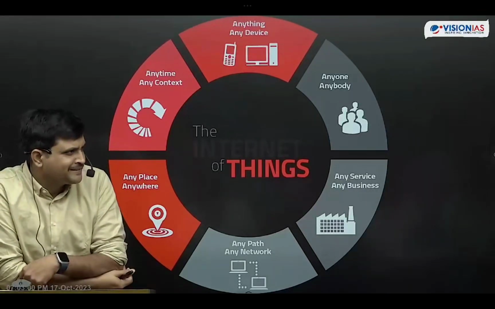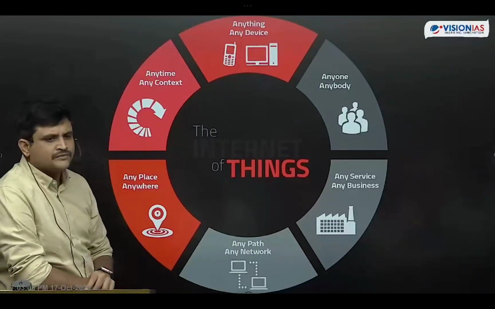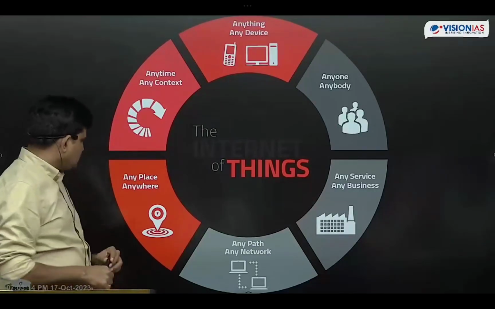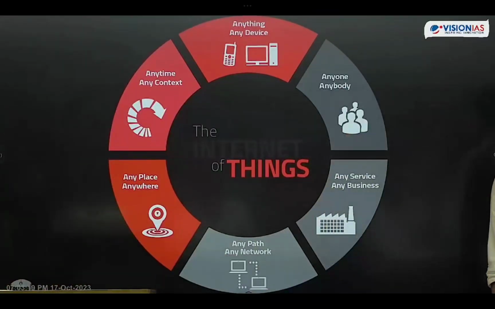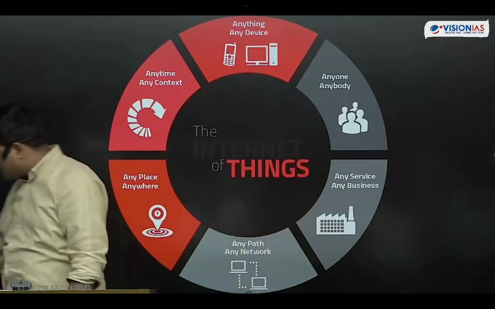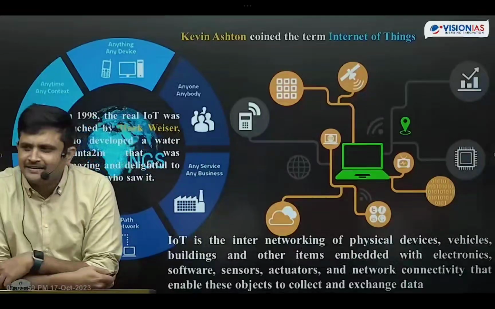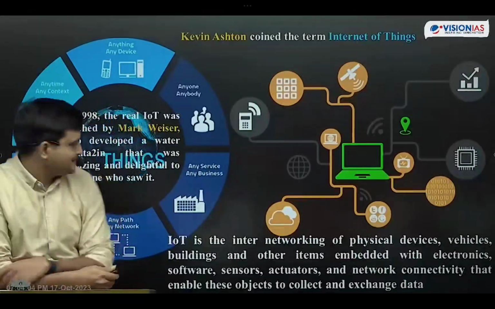Anything, any device, anyone, anybody, any service, any business, any path, any network, any place, anywhere, any time, and any context. We can use this Internet of Things. Next, write like this: Internet of Things. First write this. After that, I will give time, and you can copy it.